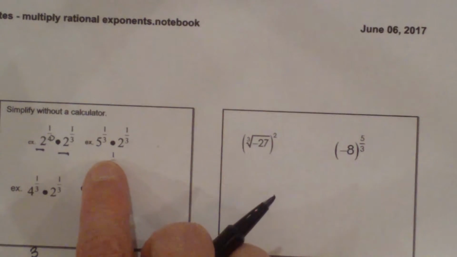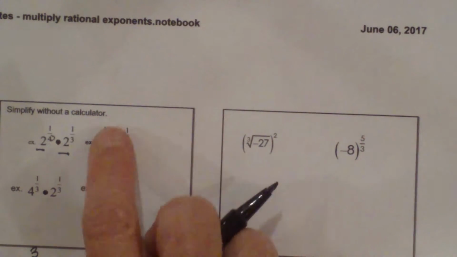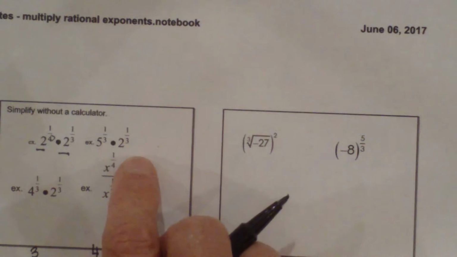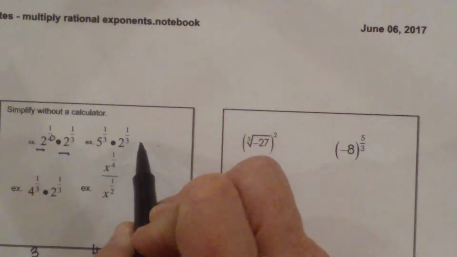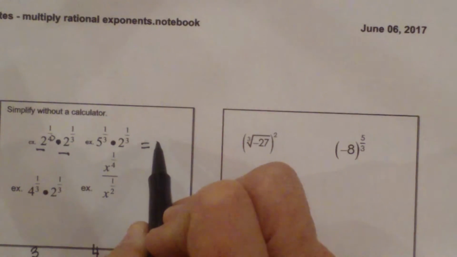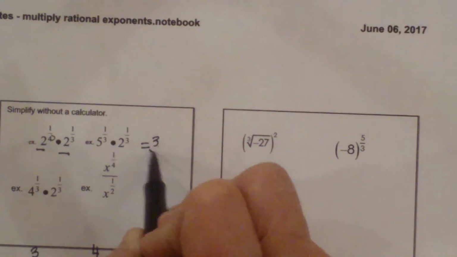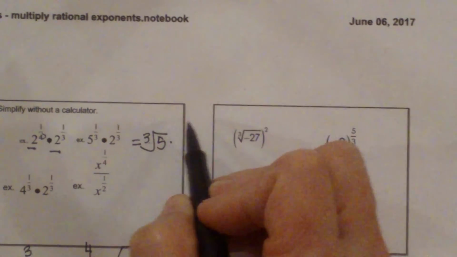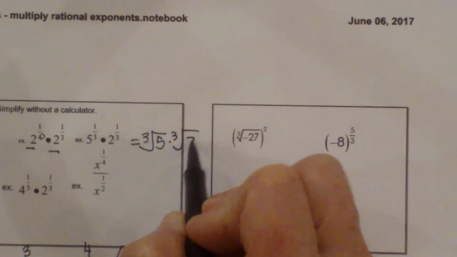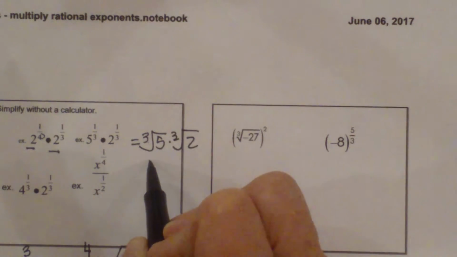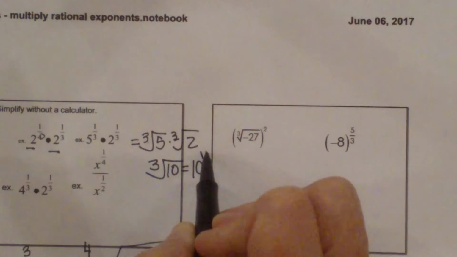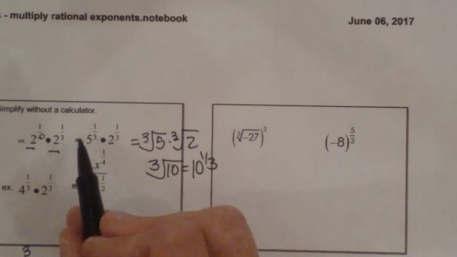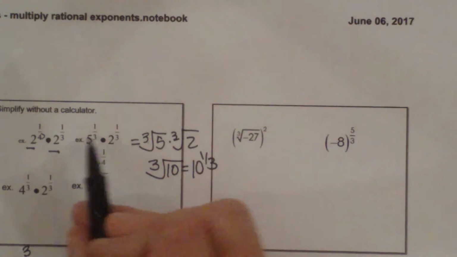Okay, let's look at the second one. We have 5 to the 1/3 times 2 to the 1/3. Well, when we have like exponents, we can write those as cube roots. So we have the cube root of 5 times the cube root of 2. Well, since they're under the same root, we can just combine those to be the cube root of 10, which is 10 to the 1/3. So if your exponents are the same, then you can multiply the bases.